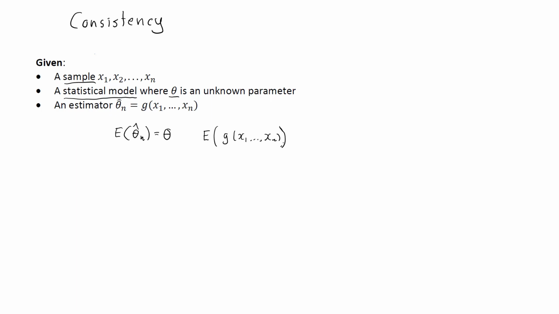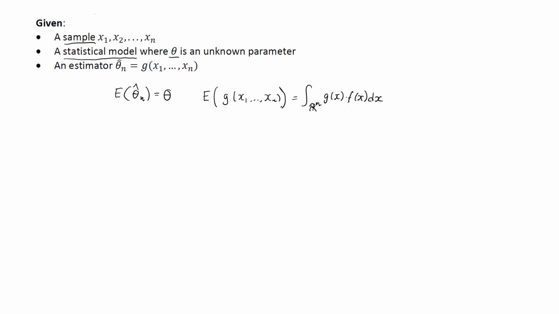And if your sample consists of continuous random variables, this is equal to an integral over all of Rn of g of x times f of x dx, where x now is just the vector x1 through xn, and dx here is just dx1 through to dxn. So this is a multiple integral involving n integral signs, and in many cases this integral is very difficult to evaluate, sometimes even impossible. So in many cases, it is very difficult to check whether an estimator is unbiased or not.